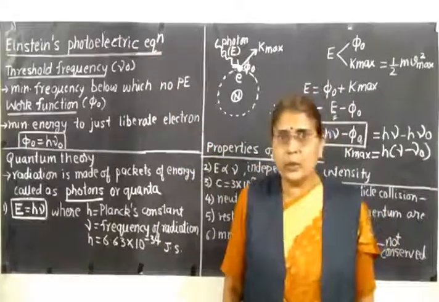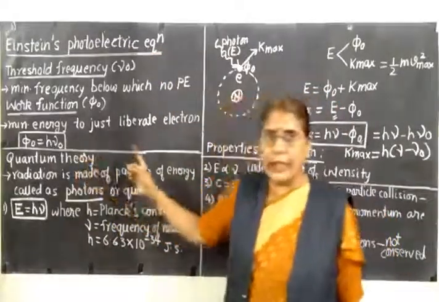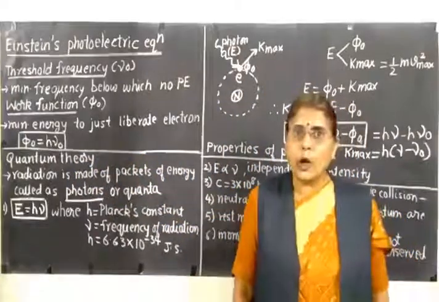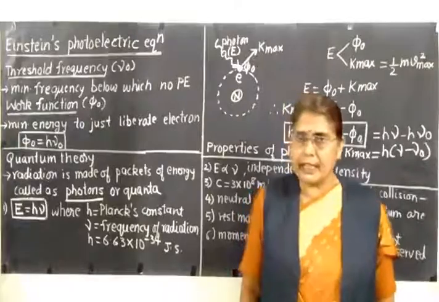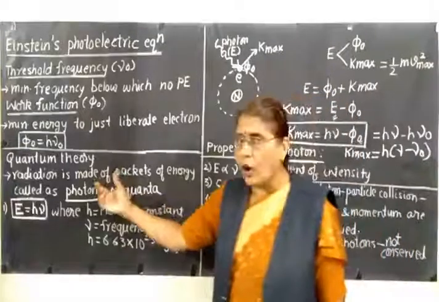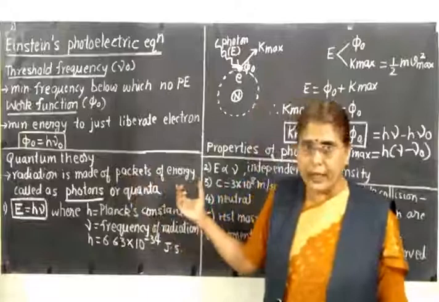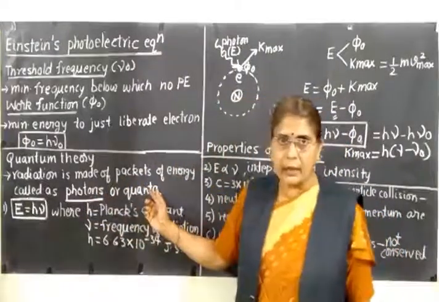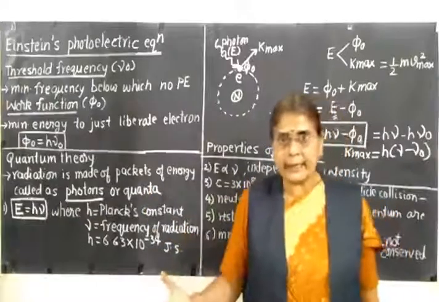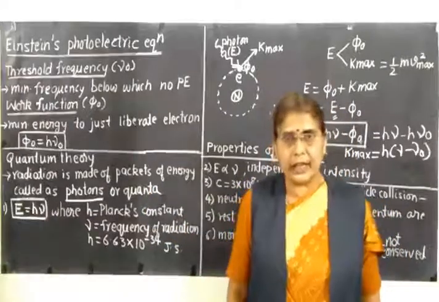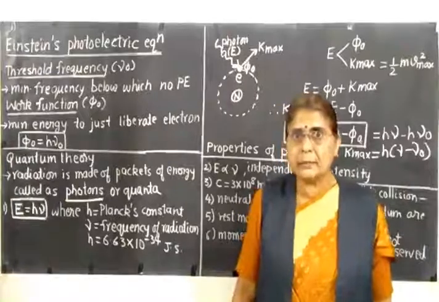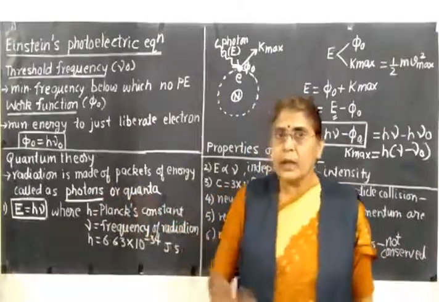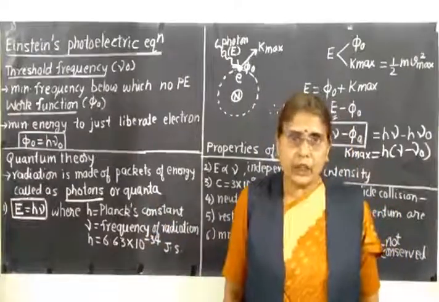So Einstein used the quantum theory of radiation to explain the photoelectric effect. So according to the quantum theory of radiation, radiation is made of discrete packets of energy called photons or quanta. You can also simply say that they are just the particles of radiation. Radiation is made up of discrete particles called photons or quanta. So what is the energy of each photon?